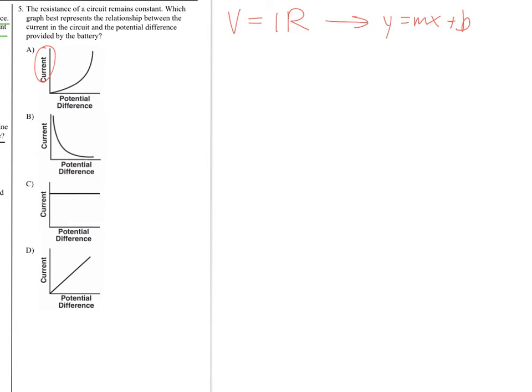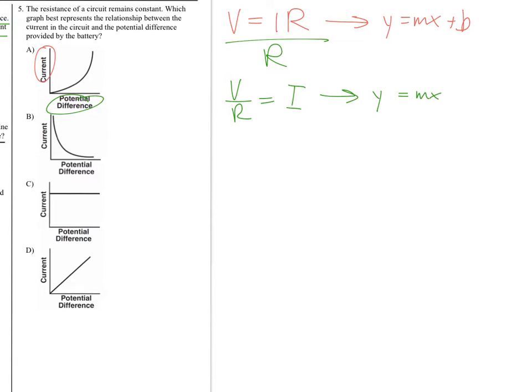So we're going to make I by itself. We're going to divide here by R. So we get V over R is equal to I. Potential difference, V, is our X. If we convert this, it looks kind of like Y equals mx right there. And what we see here is a pretty linear line.